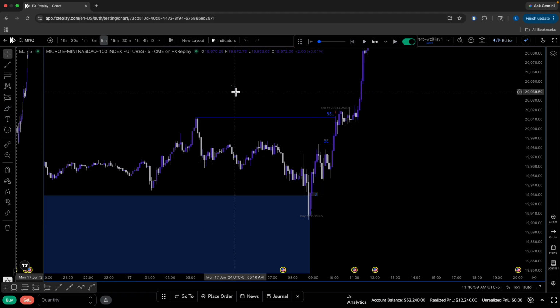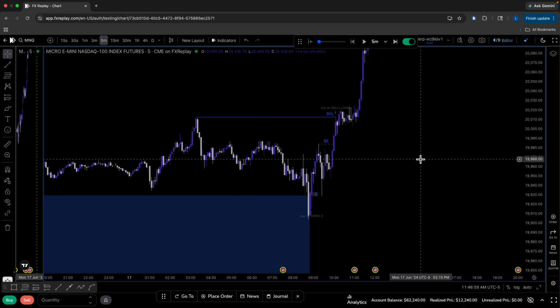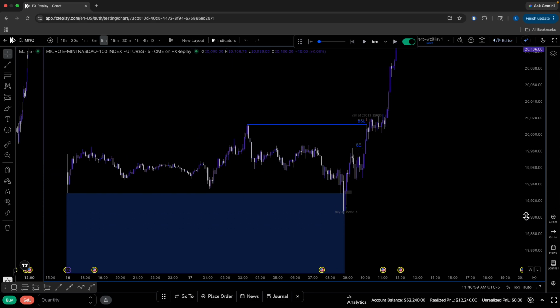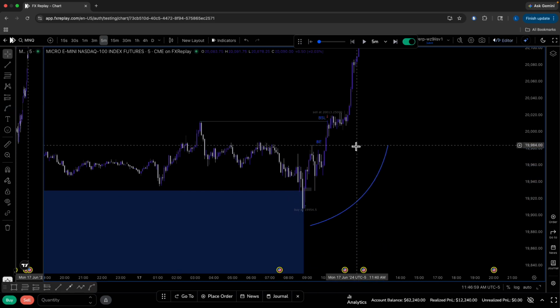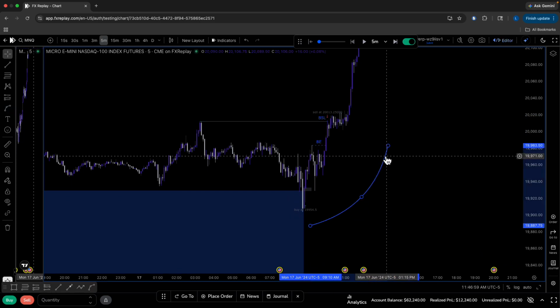Quick backtesting recap. I took this one long on NQ. It was a win. It's a very clean trade, a real clean market maker model here, as you can see. And yeah, let's get into that.